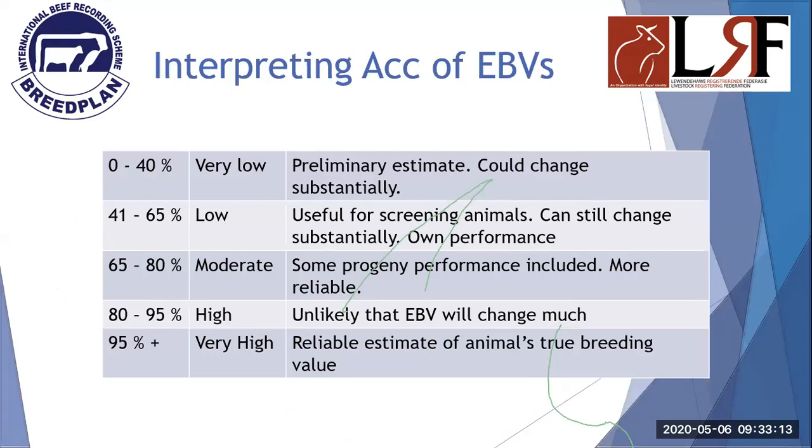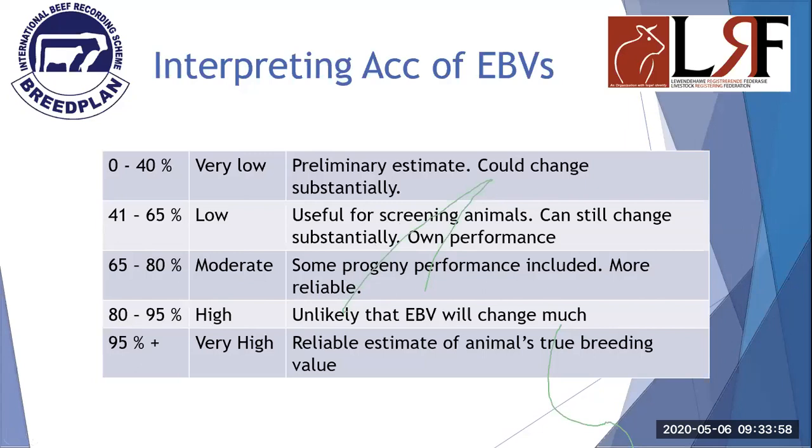An accuracy of between 41 and 65% is still considered low, but it is useful for screening animals, and it can still change substantially. Normally, this is when the animal has its own performance. Then 65 to 80% is moderately accurate, and you will see that the animal then has some progeny that were actually weighed or measured for the specific traits, and it is more reliable. Between 80 and 95% is high, and it's unlikely that the EBV will change much.